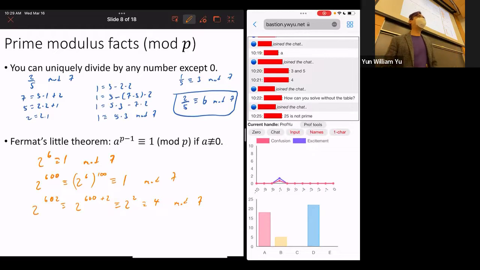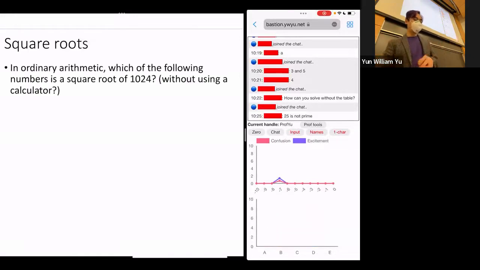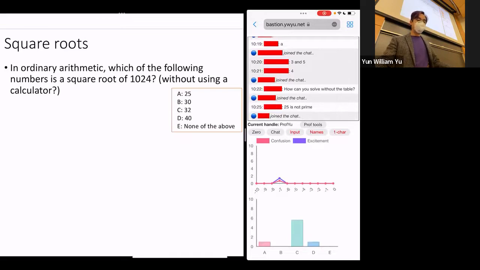But now let's think a little bit about how we would take roots in ordinary arithmetic. And then we'll come back and try to figure it out for prime modulus arithmetic. So I'm going to ask you a relatively simple question. Without using a calculator, which of the following numbers is a square root of 1024? It's a little bit harder without a calculator, right? Okay, but people still seem to recognize that it is 32. And you can figure this out by just multiplying 32 by 32, and you do get 1024.